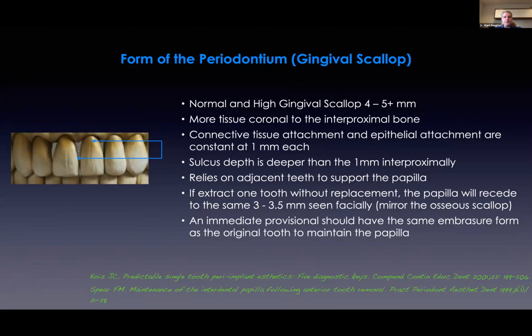You need 2 teeth on either side to help support the papilla. So if you take 1 tooth out and don't replace it, then the papilla will recede to that 3 millimeter type tissue depth. And a provisional should have the same embrasure form as the original tooth to help maintain the papilla. So it needs support from it. So it should have symmetrical contours, and you want to maintain symmetry.